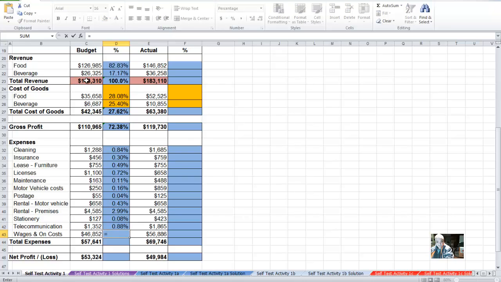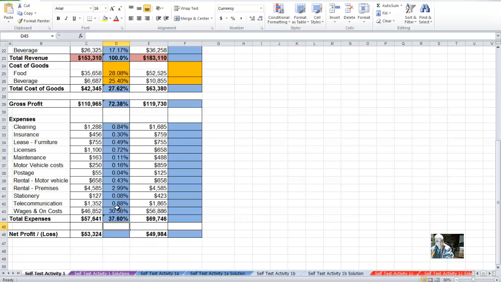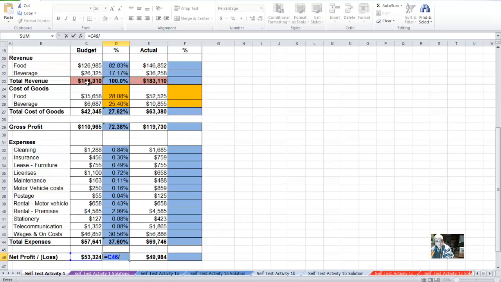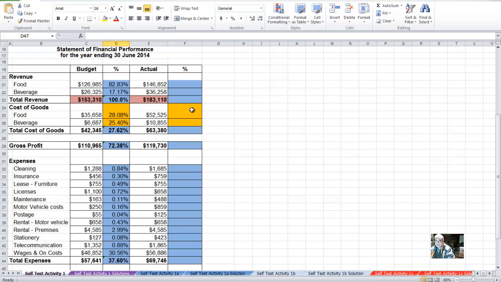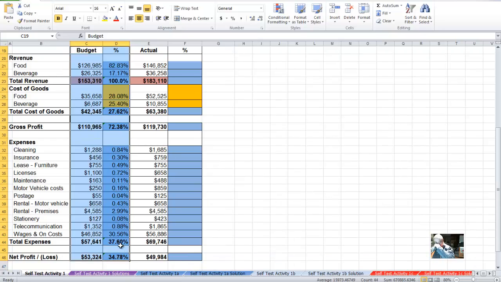So I think you're getting the idea now. Everything is by total revenue. Wages divided by total revenue. Equals total expenses divided by total revenue. Equals net profit divided by total revenue. Voila. Now that's for the budgeted side, which we just saw there. That's all the budgeted. That's what our forecast was.